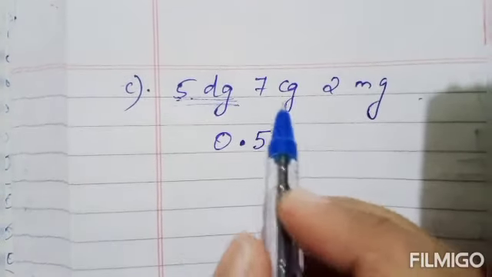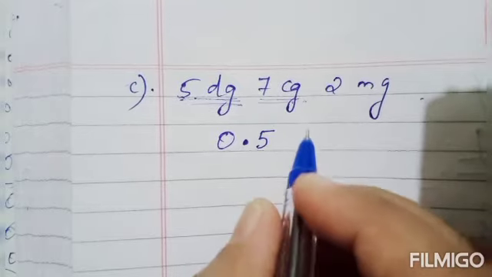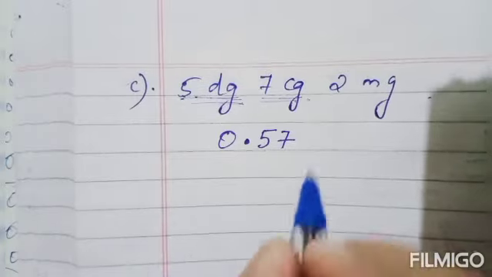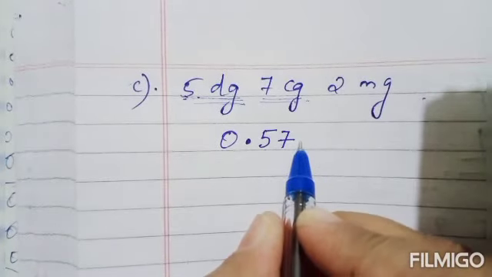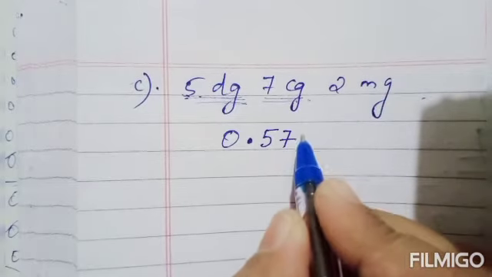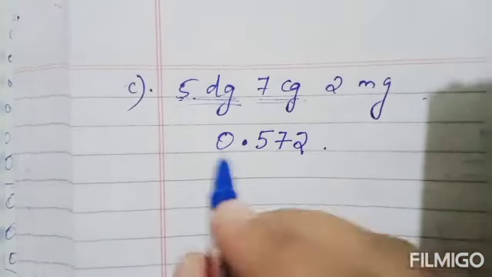Now 100th place, it is centigram. In the question 7 centigram is given. So the 100th place digit will be 7. Now 1000th place, it is milligram. In the question 2 milligram is given. So the 1000th place digit will be 2. So 0.572 gram. This will be the answer.